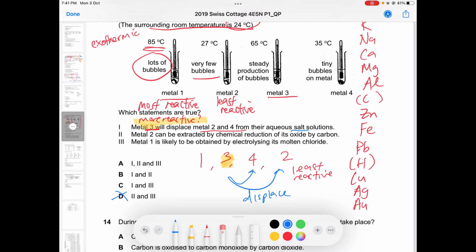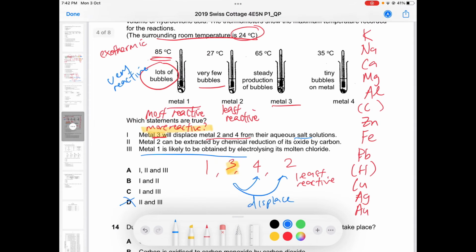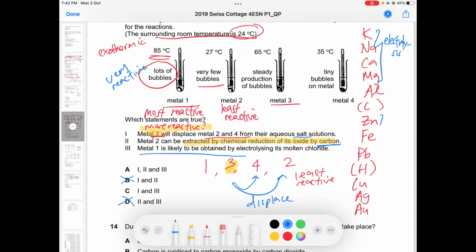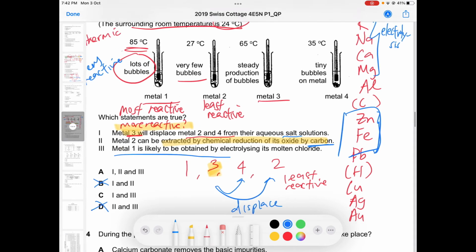Then they say, method 1 is likely to be obtained from electrolysis. So this method 1 is very reactive, and we know very reactive metals are obtained from electrolysis. So that's why statement 3 is correct. What about statement 2? Now, for it to be extracted by carbon, it must be below carbon. So these are extracted by carbon.